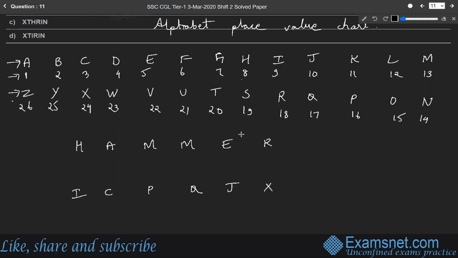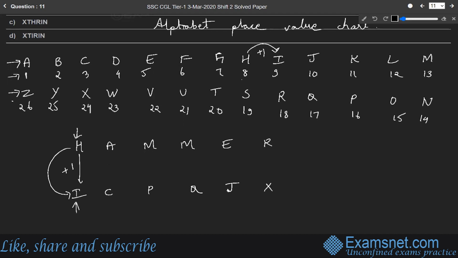It is written in some coded language, which is ICPQJX. Now comes the main part of this question, which is the concept. It is clear that we have to use the alphabet place value chart, but we also have to understand the concept of how hammer is formed into this coded language. You can see the first part consists of H and I. Now the concept is H plus 1 gives I. You can see in the place value chart, H plus 1 gives I.